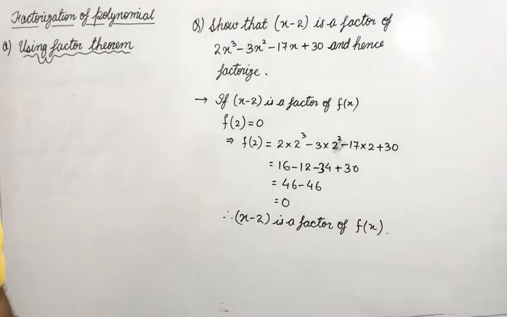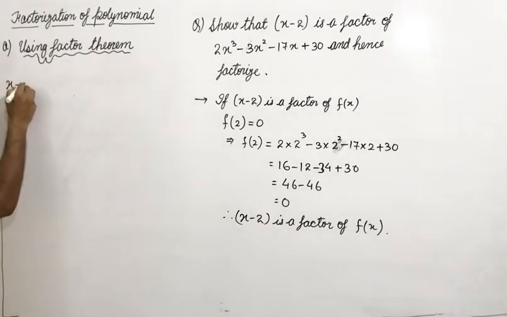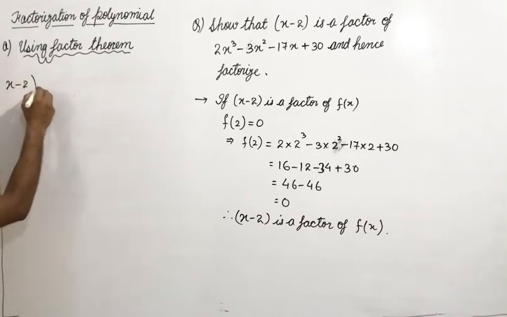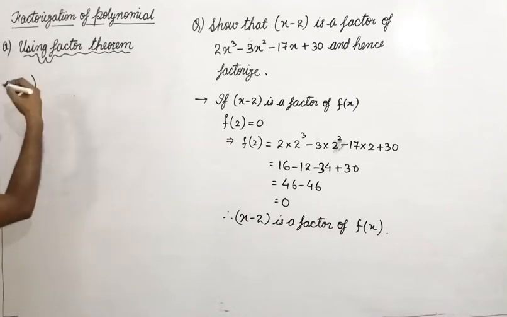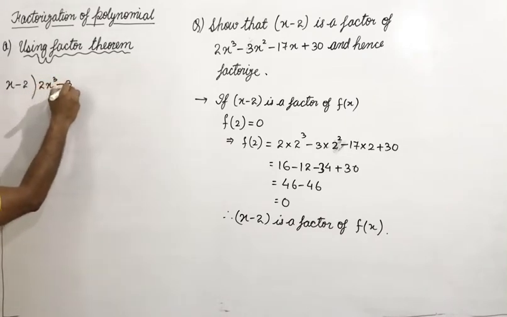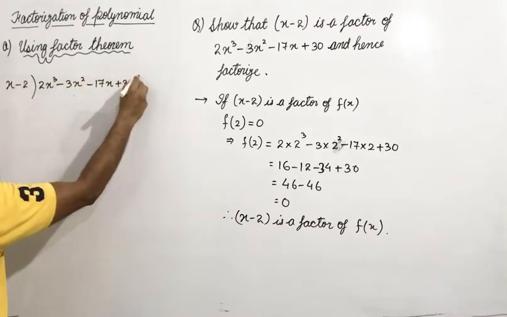This part which I am doing, you have to do it in rough. You have to divide. This part should be done in rough. Since the question is factorize using factor theorem, we are using factor theorem, yeah? So it should be 2x cube minus 3x square minus 17x plus 30.